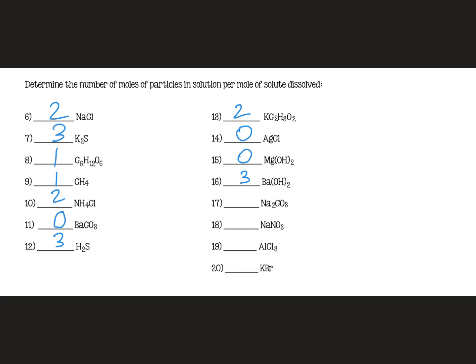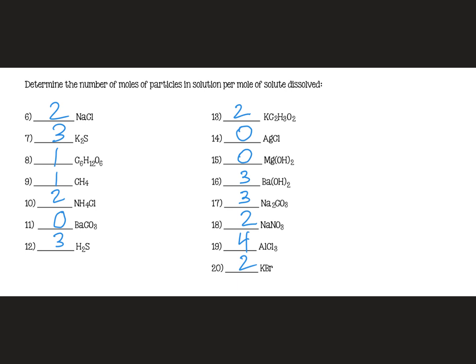Sodium carbonate has 2 sodium ions and 1 carbonate polyatomic ion for a total of 3 moles of particles per mole of solute dissolved. And NaNO3 has a sodium and a nitrate, so 2 particles. AlCl3 has 1 aluminum and 3 chlorines, or 4 particles, and KBr has 1 potassium and 1 bromine, or 2 particles. So in conclusion, if you have a covalent compound, it will stay together in a single particle.